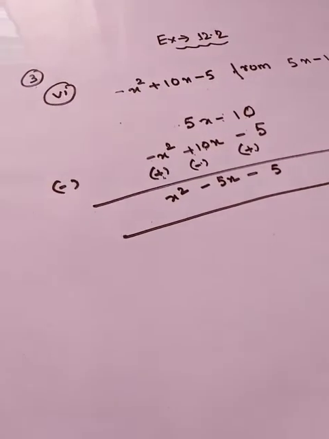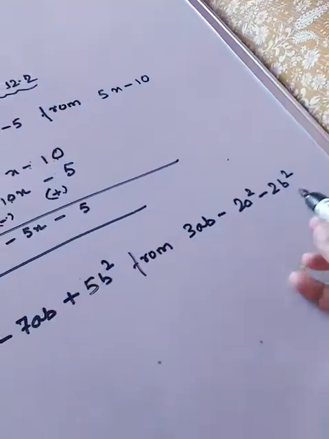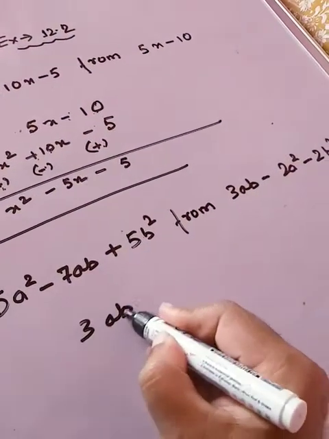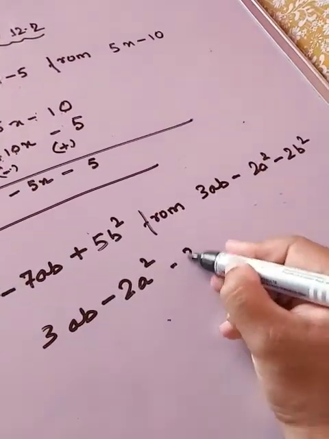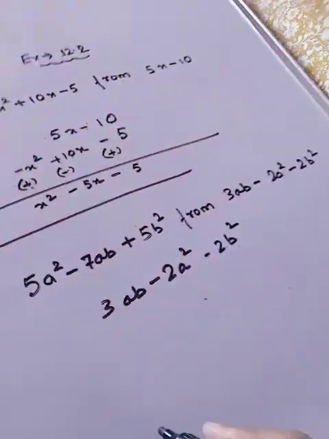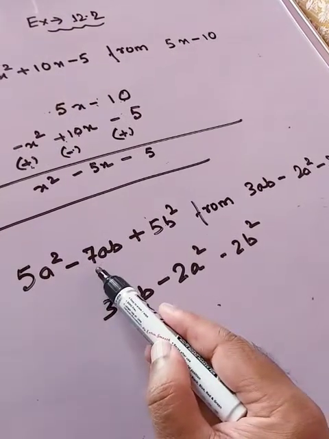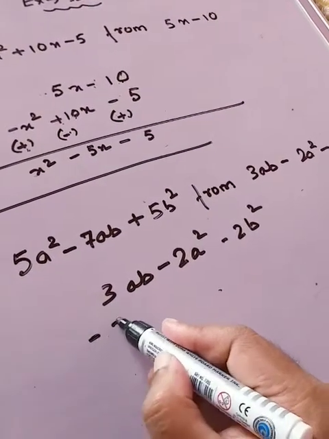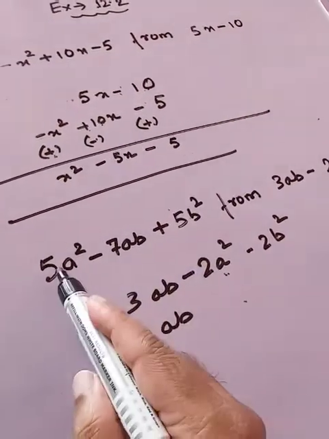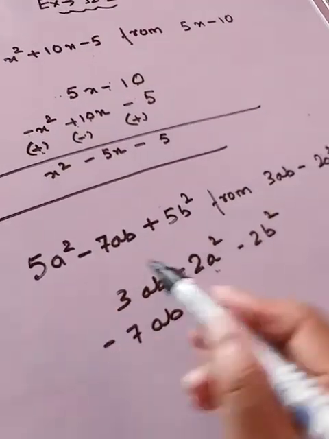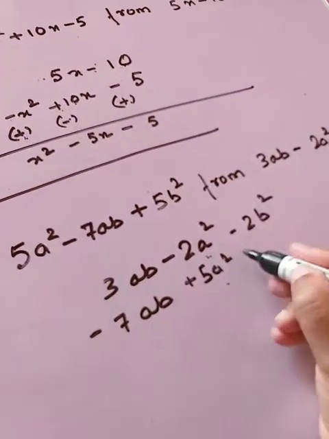Let's move on to sum number 7. This is sum number 7. So first we write this one, 3ab minus 2a square minus 2b square. Okay, now we'll arrange it, ab with ab. So the first term is ab, so we'll write this term first, minus 7ab. Now the next term is a square, so a square with a square, so 5a square is carrying what sign? Plus sign, so plus 5a square, and b square with b square, 5b square.